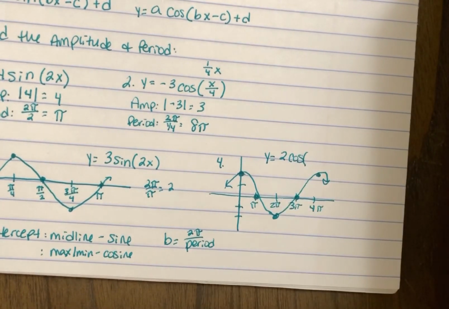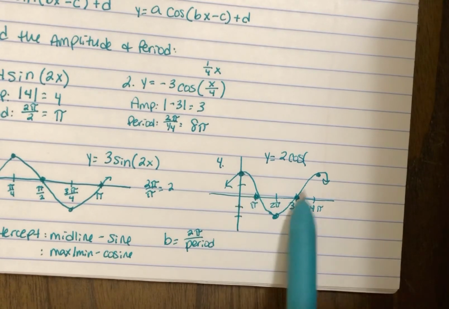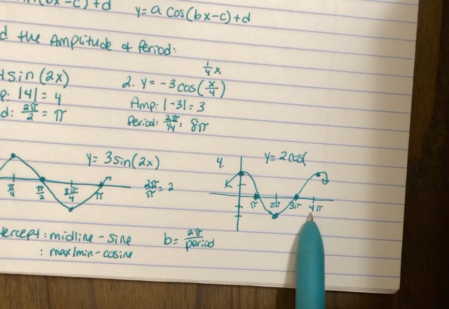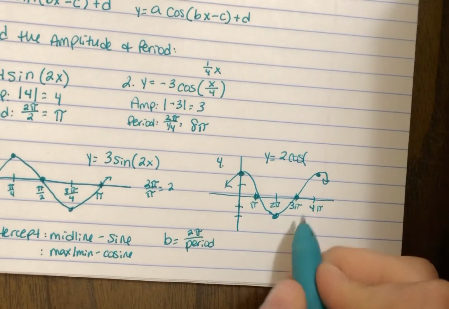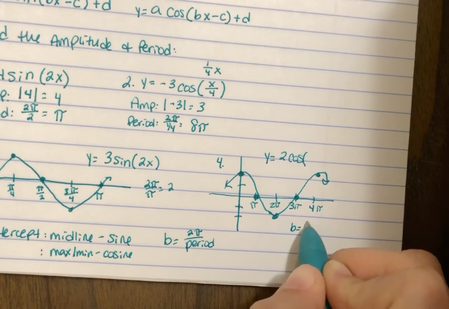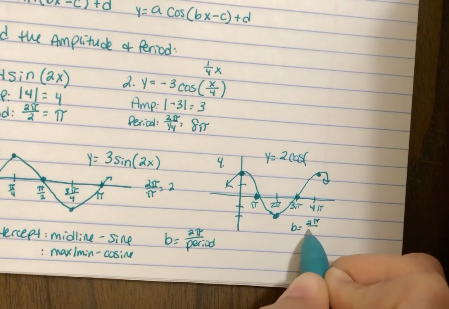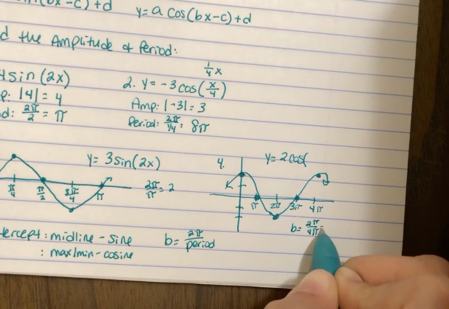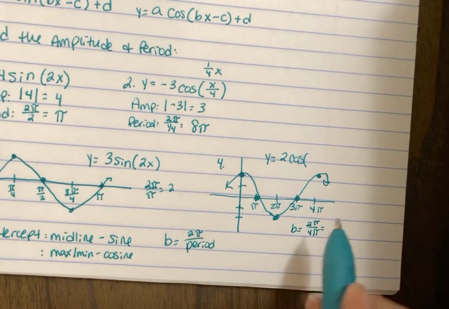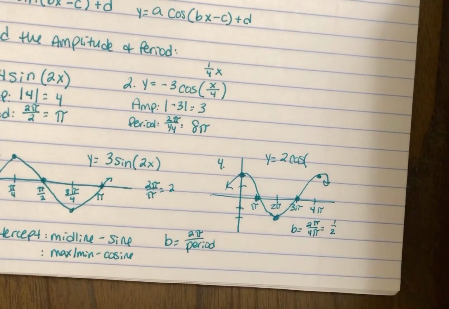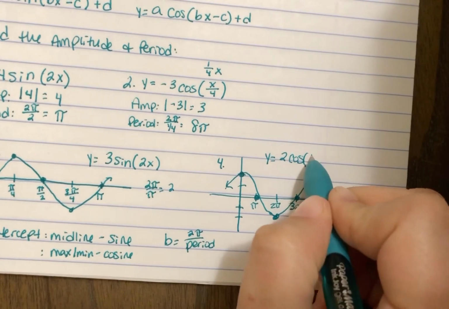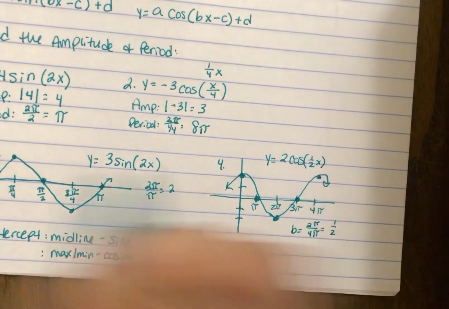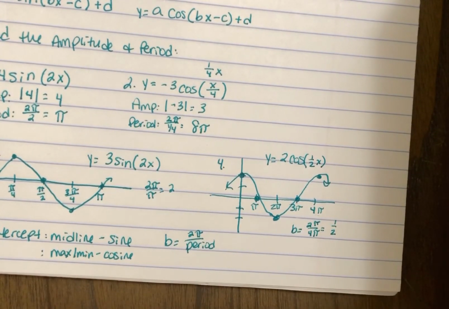And now we just have to find that b. Again, it's just one rotation, and our x value there is 4 pi. So we do b equals 2 pi divided by 4 pi. Our pi's would cancel. 2 divided by 4 is 1/2. So you could write it cosine 1/2 x. You could write it x over 2. It doesn't matter either way.